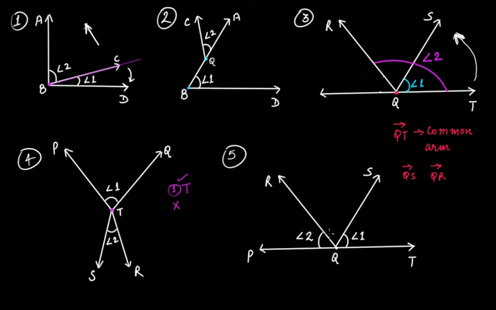What about this one? In this case, this is angle 1, SQT. This is angle 2, PQR. Yes, they have a common vertex, that is Q. But do they have any common arm? No, they don't have any common arm, because SQT and RQP are completely separate angles without having any common arm. So the angle 1 and angle 2 are not adjacent angles. Okay.